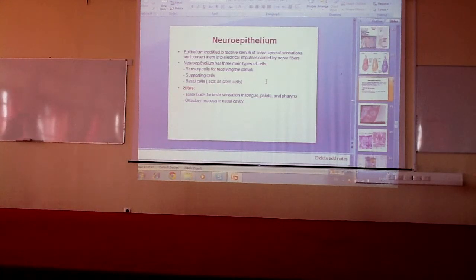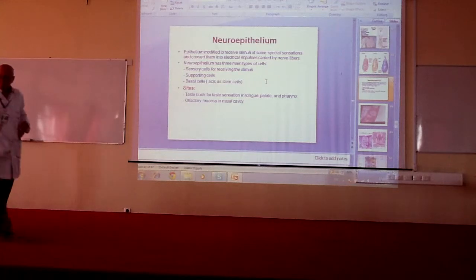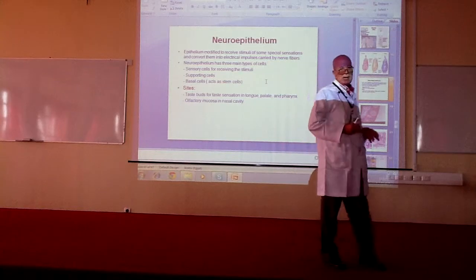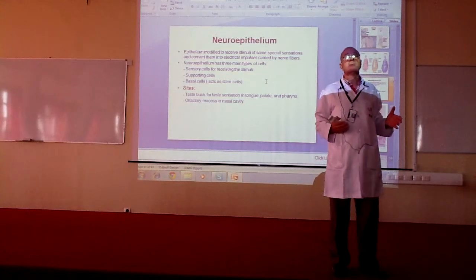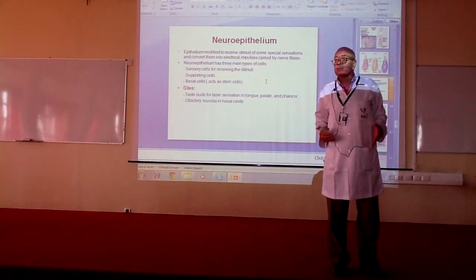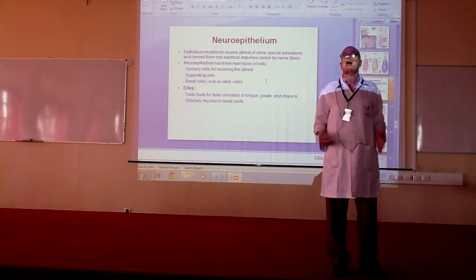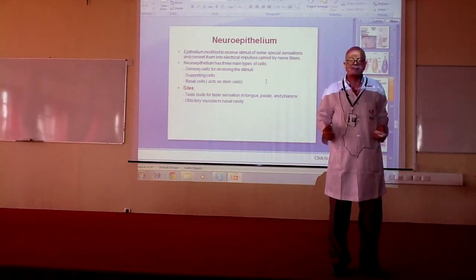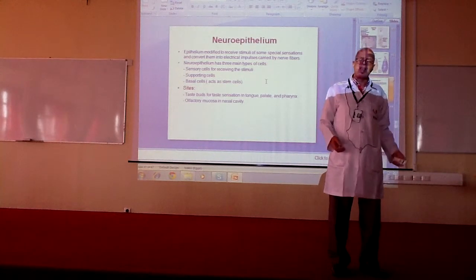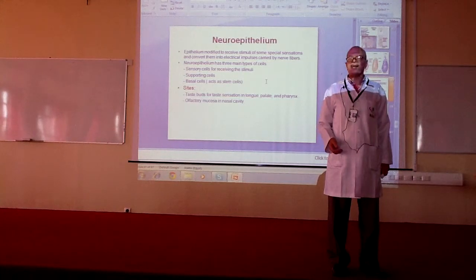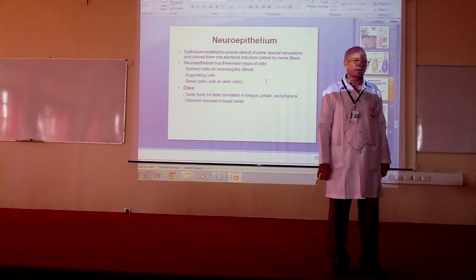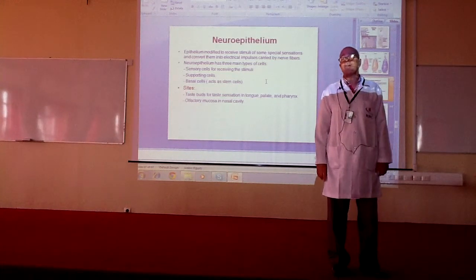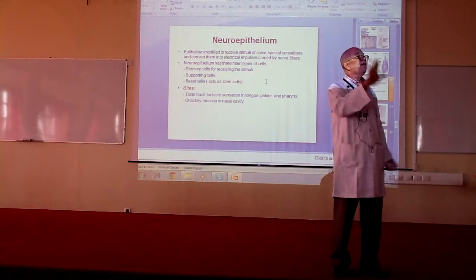Now, neuroepithelium. What is neuroepithelium? Sensory epithelium. What is its function? Sensation. Reception of stimuli for special senses. What are the types of neuroepithelium, do you know? Taste buds. Where? In the tongue. The second type, olfactory epithelium. Where? In the nasal cavity.